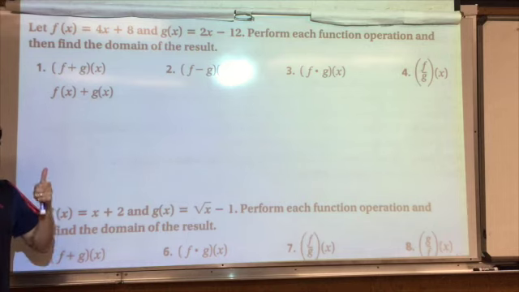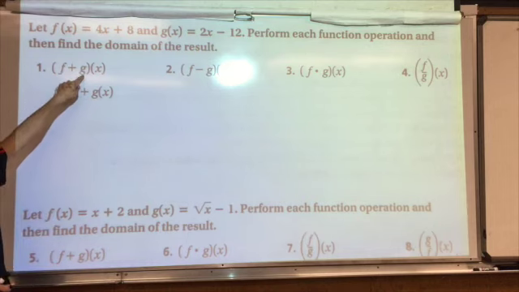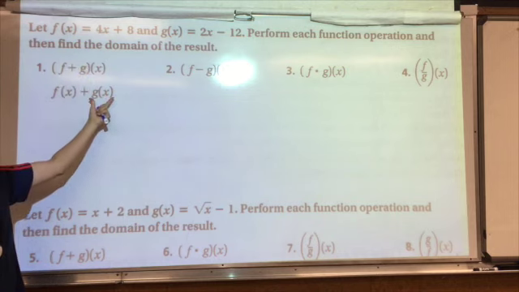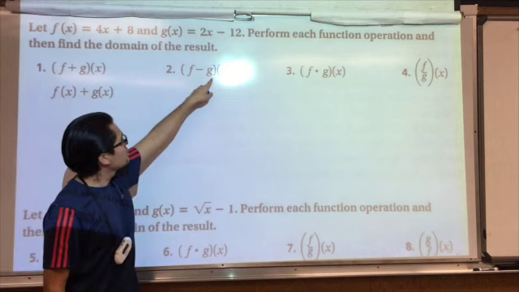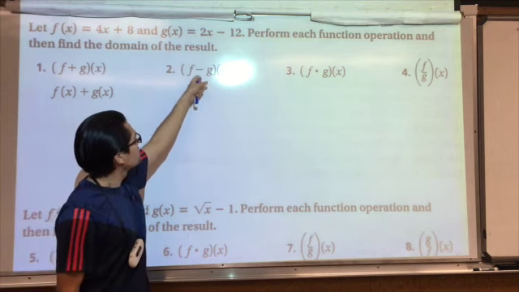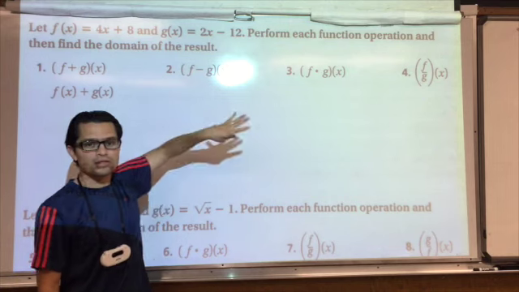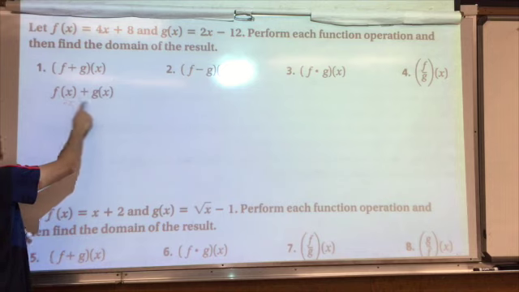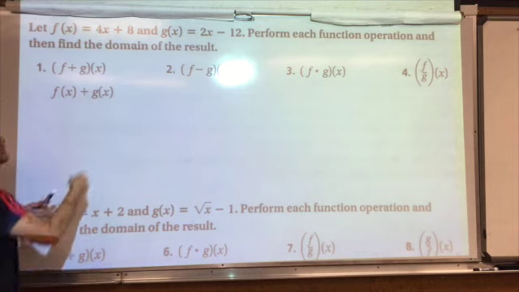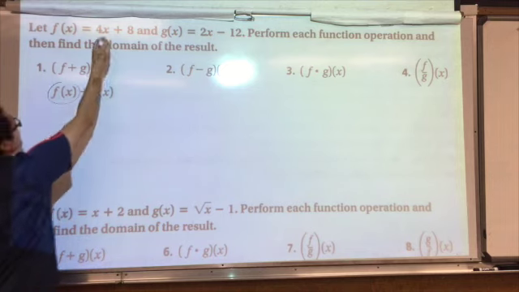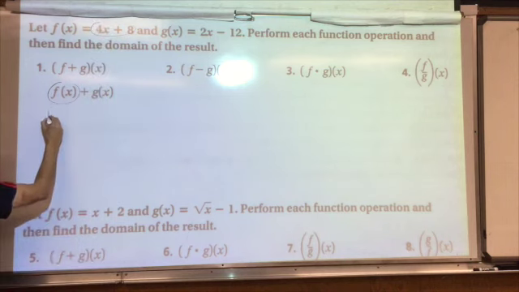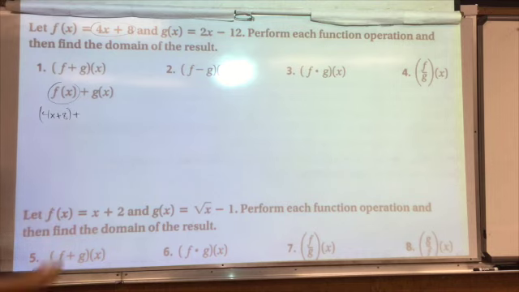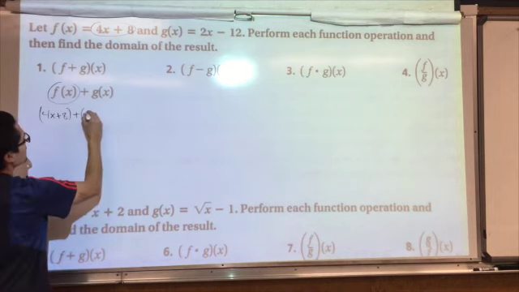Okay, so first one is telling me f plus g of x. What this really means is to take f of x and add it to g of x. F minus g of x means take f of x and subtract g of x, and so on. That's all this terminology actually means. So f plus g of x is already started for me. F of x plus g of x. So what is f of x? F of x is 4x plus 8. So that's what I'm going to put here. 4x plus 8. Plus, that's f of x. G of x, which is 2x minus 12.